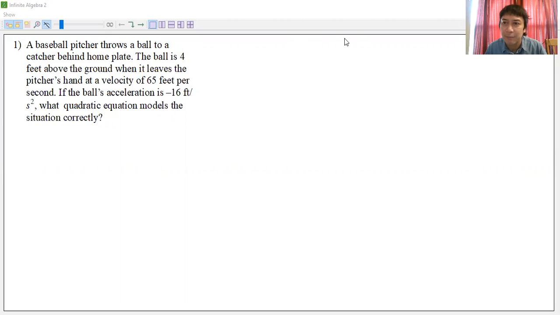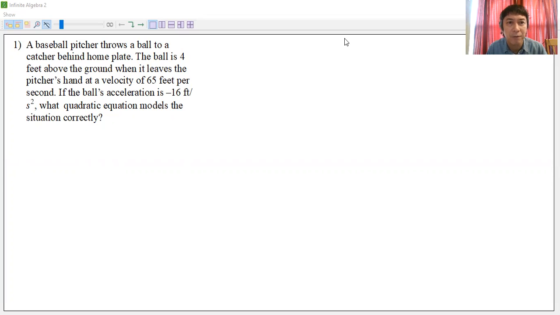So we have here the first problem. A baseball pitcher throws a ball to a catcher behind home plate. The ball is 4 feet above the ground when it leaves the pitcher's hand at a velocity of 65 feet per second. If the ball's acceleration is negative 16 feet per second squared, what quadratic equation models the situation correctly?